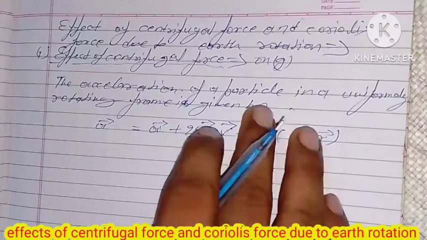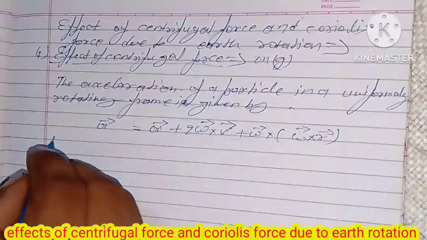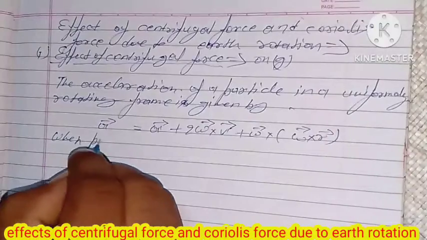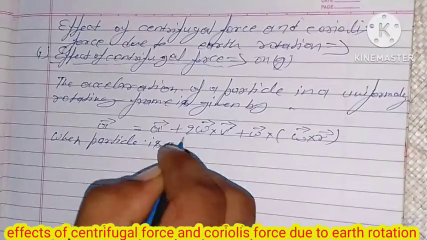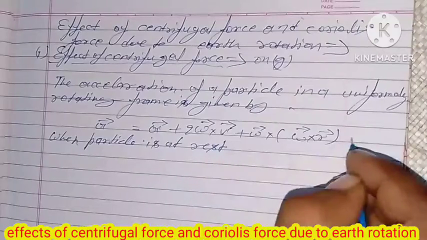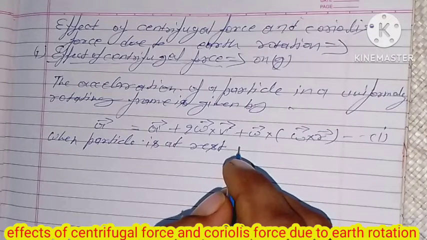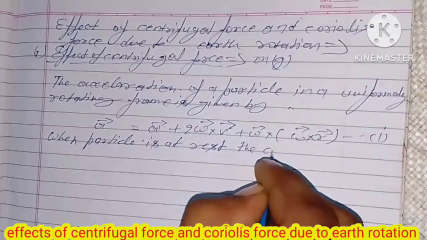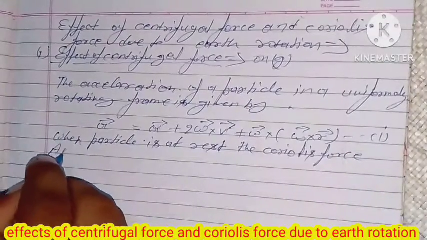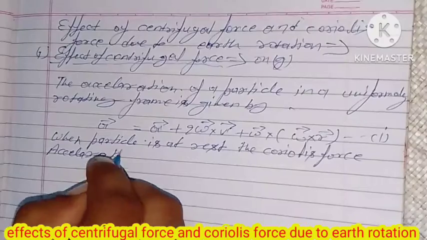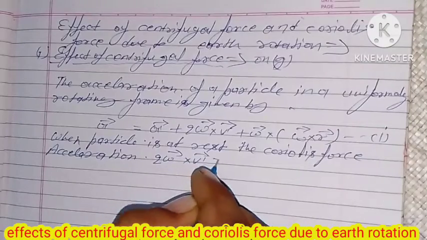When a particle is at rest in the rotating frame, the Coriolis force acceleration, 2 omega vector cross vector V dash, equals 0.